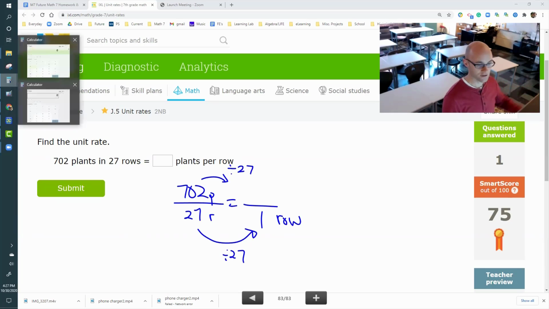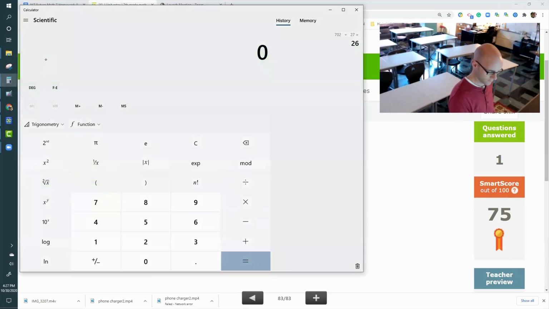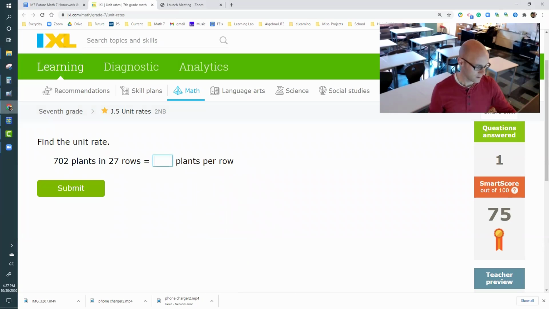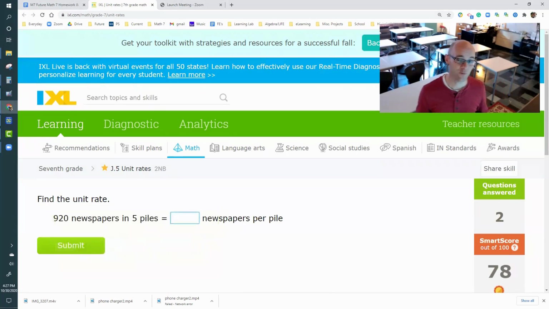If you had a calculator, you could type it in, or you could just go work it out. Let's try typing it in. 702 divided by 27, we get 26. Good to know. That would mean they're planting about 26 plants per 1 row. Type in your answer. And this is going to wrap up our 3 examples for unit rates.